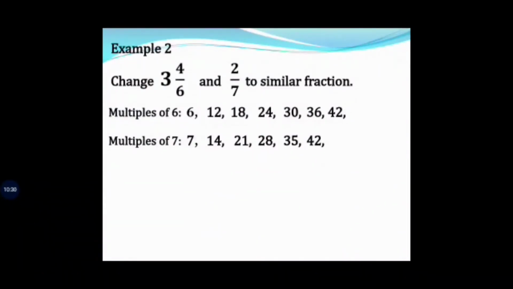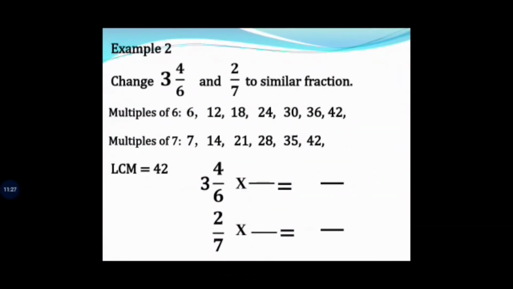Take a look. 6 has a multiple of 42 and 7 also has a multiple of 42. Therefore, 42 is the LCM of 6 and 7. Step number 2. We are going to copy 3 and 4/6 and 2/7 here. Then write the multiplication sign after 3 and 4/6 and a multiplication sign after 2/7. Then we leave that blank. Then an equal sign here and an equal sign also here. Then a fraction sign. After that, don't forget to copy 3 as a whole number here.